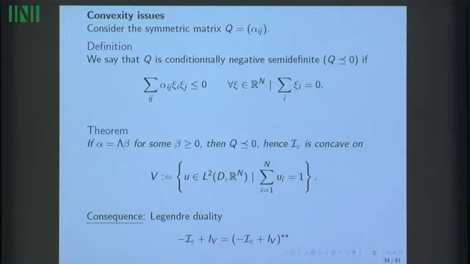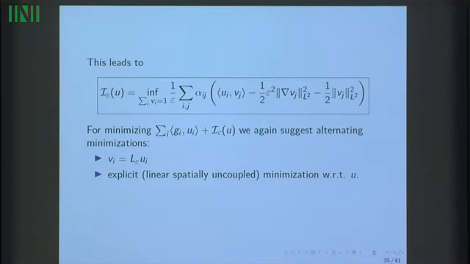which leads you to consider a dual formulation by Legendre dual formulation, which can be written like this. So the interface energy can be written like this. So it's a variational formulation for several phases. And with this, you can apply alternating minimizations. And it's explicit, it's linear in U. That's the point. So again, it's easy.